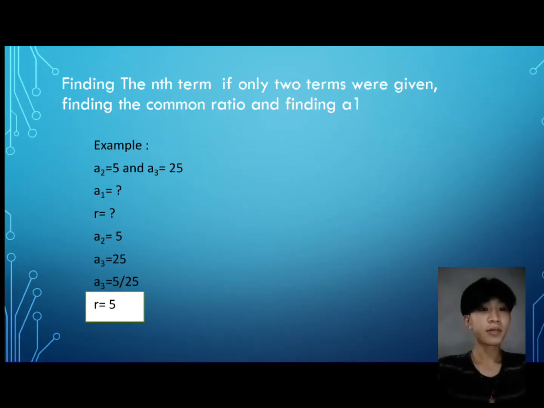Finding the nth term if only two terms were given, finding the common ratio and finding a sub 1. So we have here two terms given: a sub 2 equals 5 and a sub 3 equals 25. In order to find a sub 1, we need to find first the common ratio, r, which equals a sub 3 over a sub 2. So r equals 25 over 5, and the answer is r equals 5.